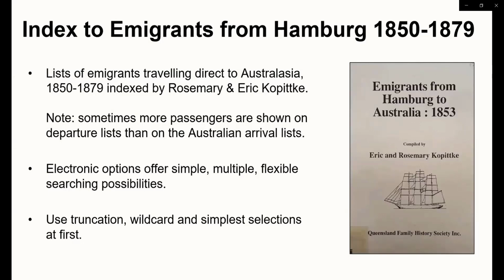Sometimes more passengers are shown on departure lists than on the Australian arrival lists, so we need to always verify that the passenger actually arrived in Australia. The electronic options on CD-ROM offer simple, multiple, flexible searching possibilities, and you can use truncation, wildcard, and simplest selections at first. The Kapitke indexes are a very useful source of information for Australian and New Zealand family history researchers, and we should be looking later at examples of how they can be used effectively.